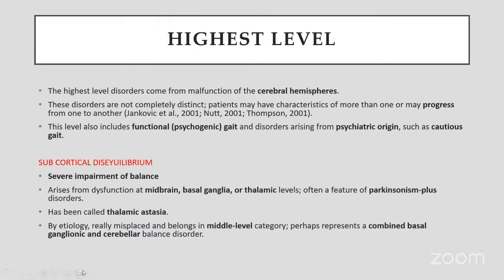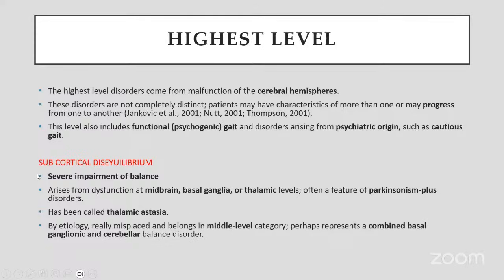So we'll go into the highest level gait disorders. This comes from the malfunction of the cerebral hemispheres. These disorders are not completely distinct. A patient may have characteristics of more than one or may progress from one to another. So the highest level also includes functional gait, also called psychogenic gait, arising from a psychiatric origin, and also cautious gait.